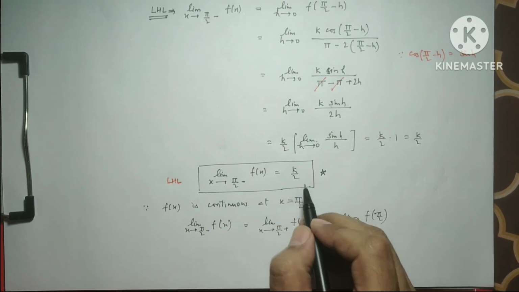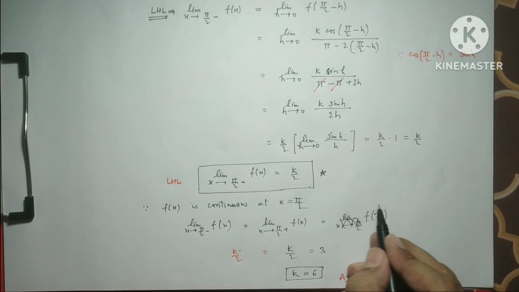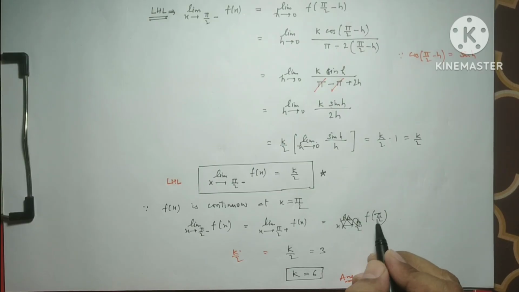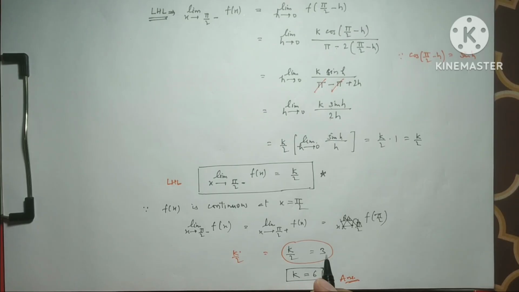Right hand and left hand limits are both equal, k by 2 and k by 2, and the value at the point is 3. It means we can equate any of these, so we get k equals 6. So it is that value, at k equals 6 our function is continuous.